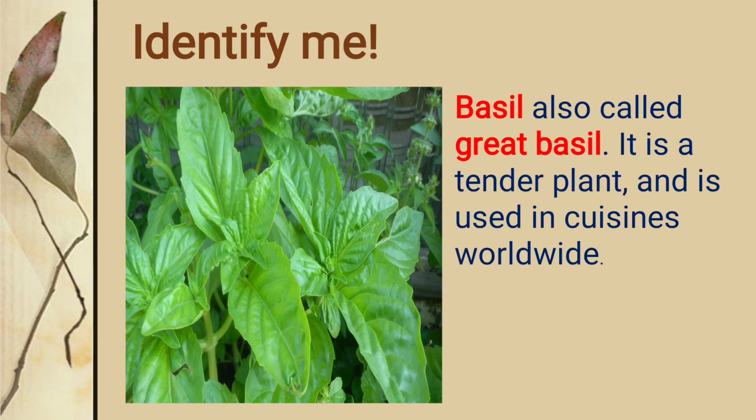It's basil, it's a plant of basil. Basil is also called great basil. It's a tender, very delicate plant and is used in cuisines worldwide. It's used not only in India, it's used worldwide. Basil is a very important herb. It is also used for curing cough and cold. Okay, moving to the next slide.